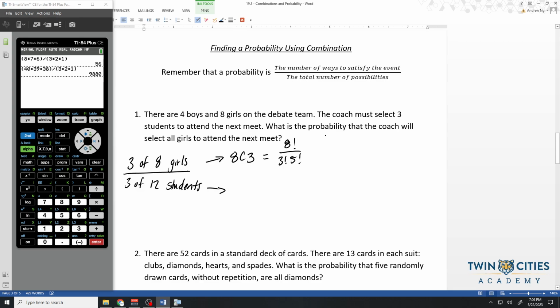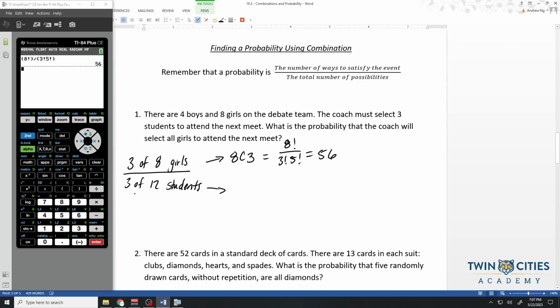All right, let's use the calculator this time. I like to do a parentheses around the top and parentheses separately around the bottom. So I've got 8, go to your probability, factorial there, divide that by parentheses for the bottom. I'm going to do 3 factorial, and then 5 factorial. So the top part, this is 56. There are 56 ways to choose 3 of 8 girls to go to this meet.